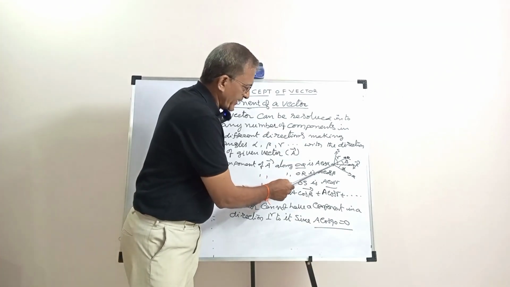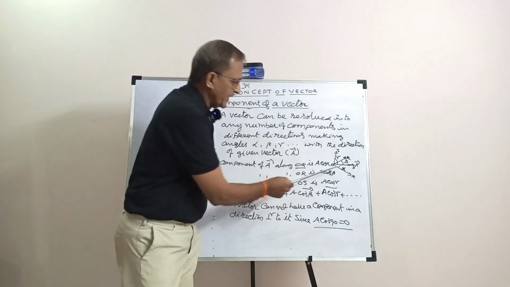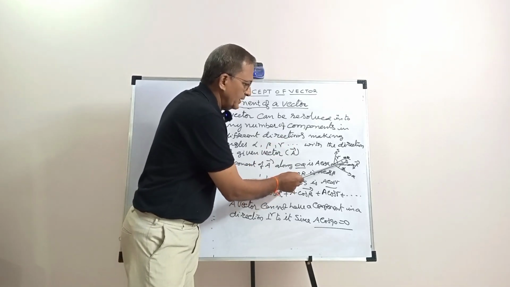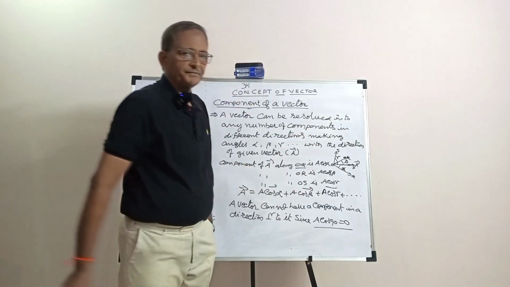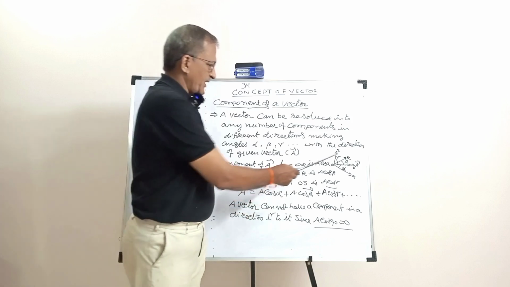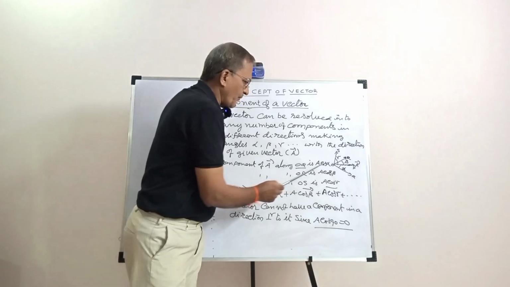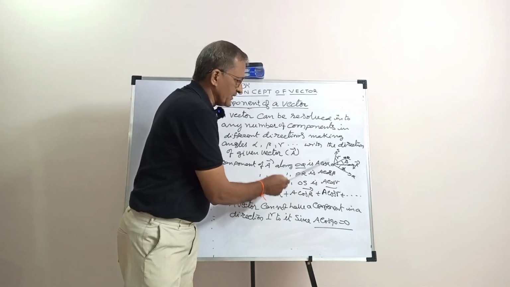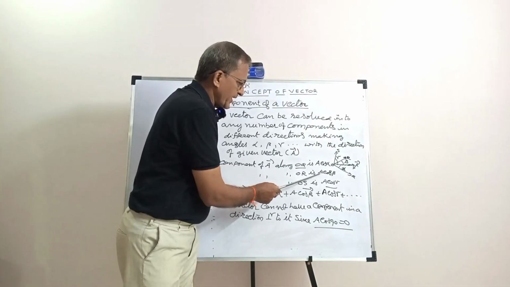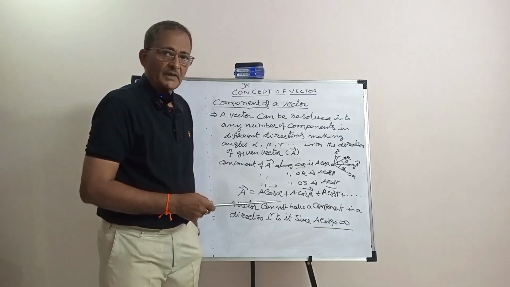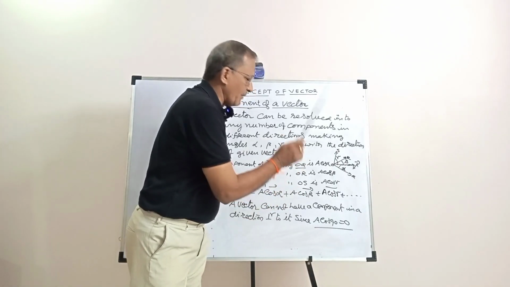For example, a bar is the vector, and I am preferring three directions here, OQ, OR, and OS, making angles alpha, beta, and gamma with the actual vector a bar. Now, this vector is resolved into three components. Along OQ, the component is A multiplied with cos alpha. Along OR, it is A multiplied with cos beta. And along OS, it is A multiplied with cos gamma.